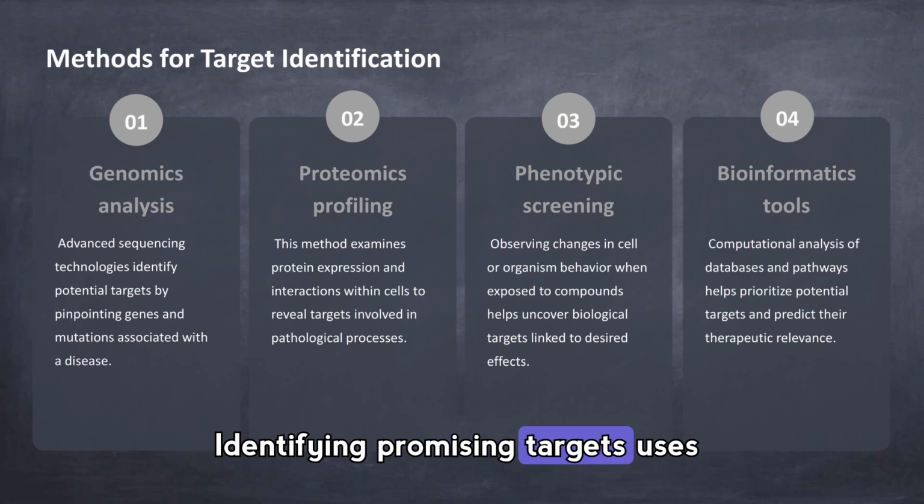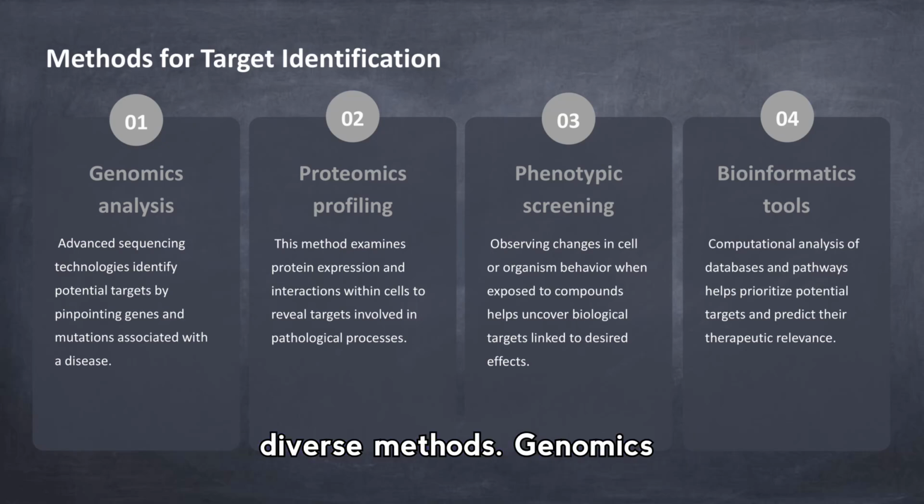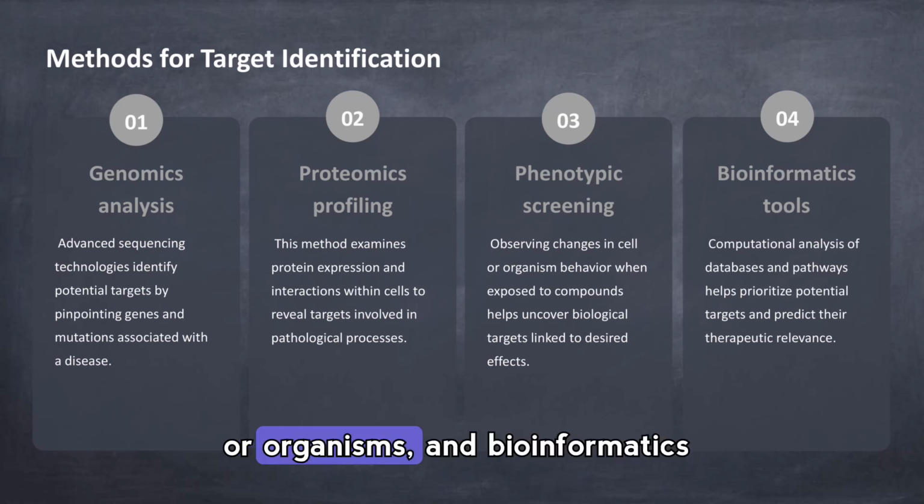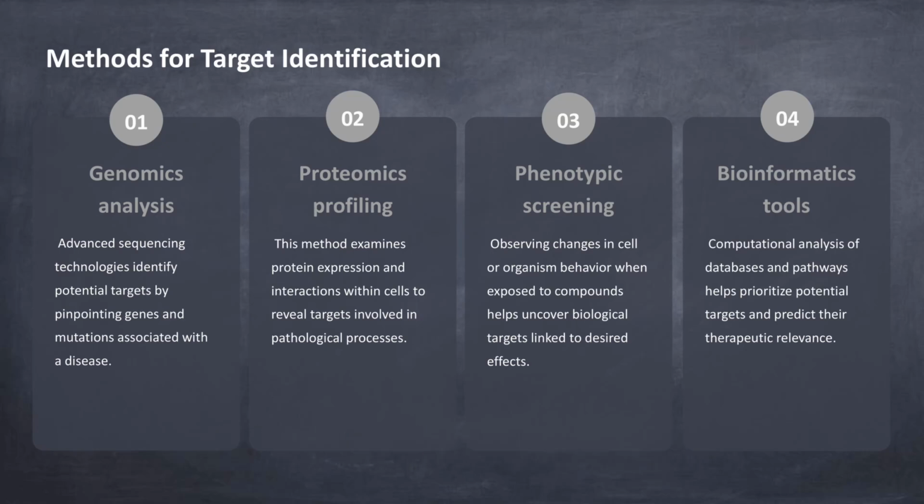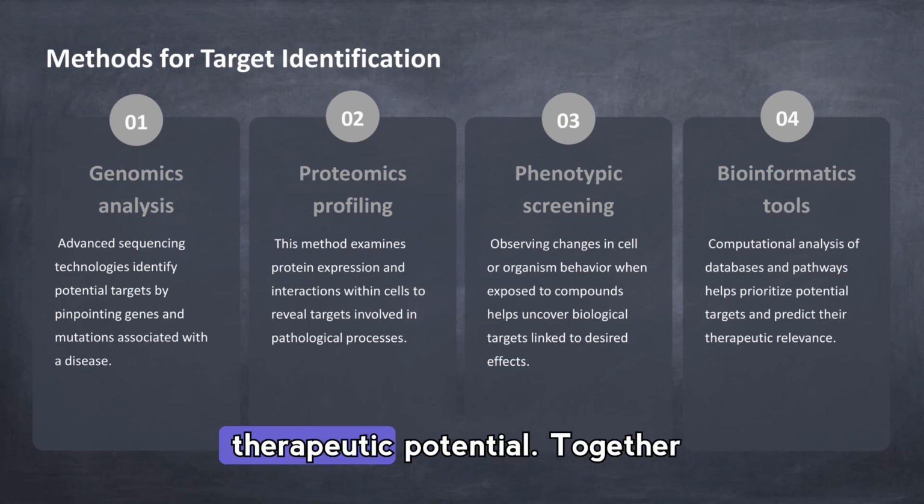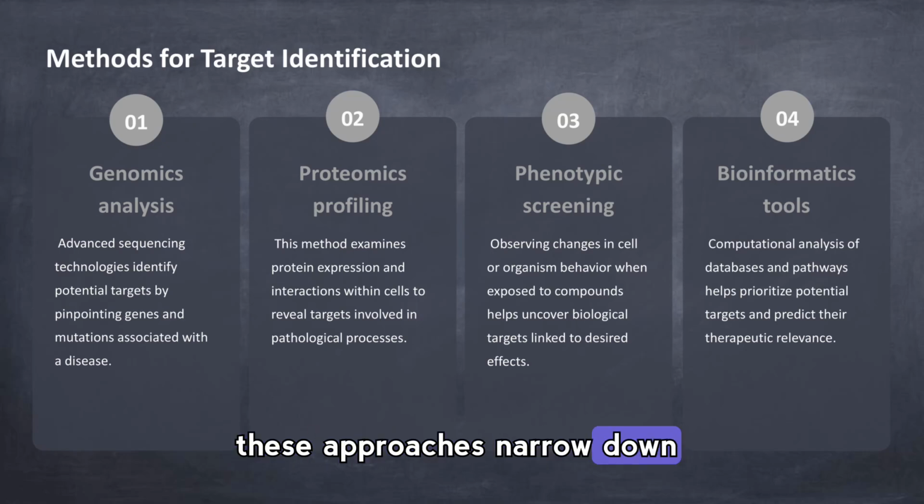Identifying promising targets uses diverse methods. Genomics pinpoints genes and mutations linked to disease. Proteomics reveals relevant proteins and interactions. Phenotypic screening observes functional effects in cells or organisms, and bioinformatics integrates large datasets to prioritize targets with the most therapeutic potential. Together, these approaches narrow down where drug efforts should focus.